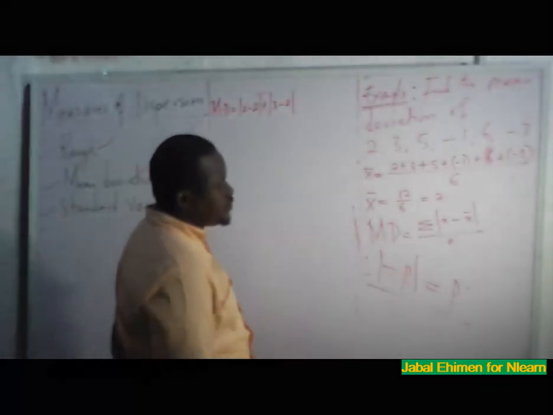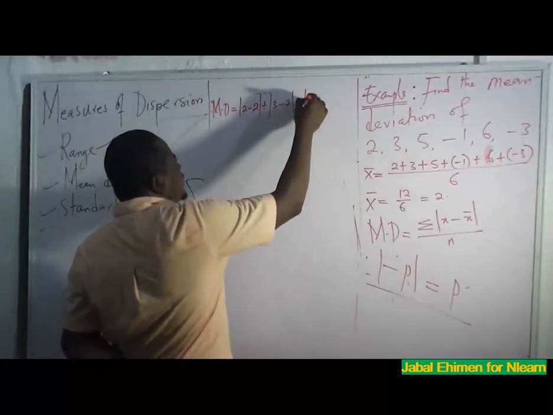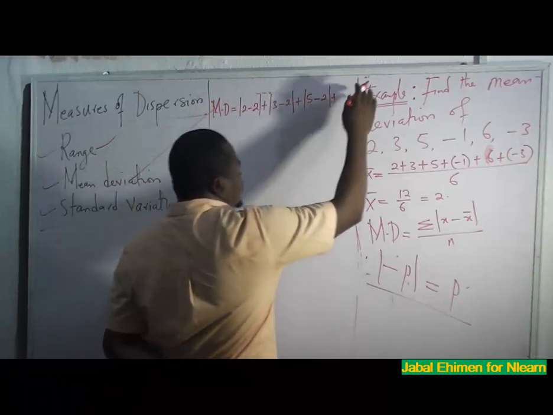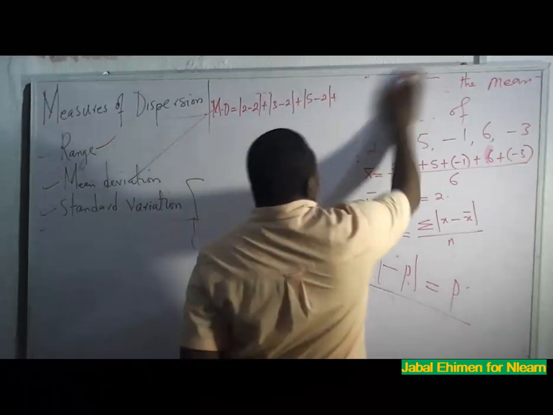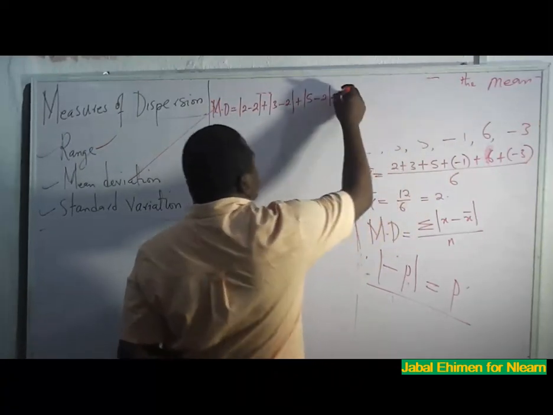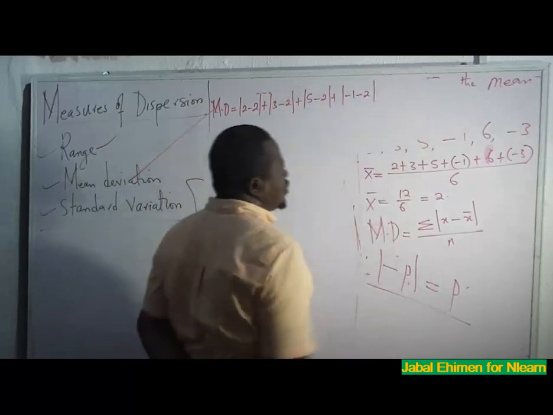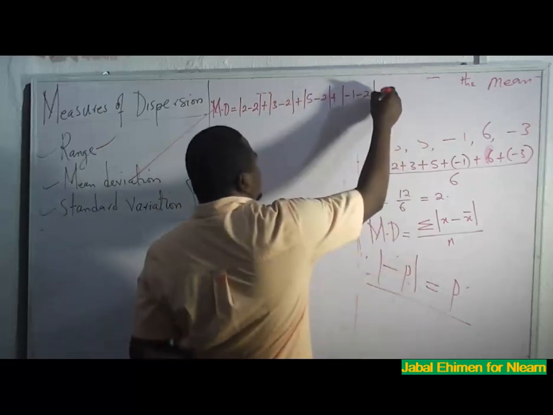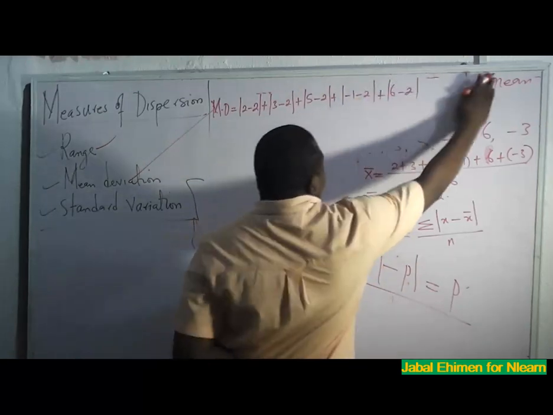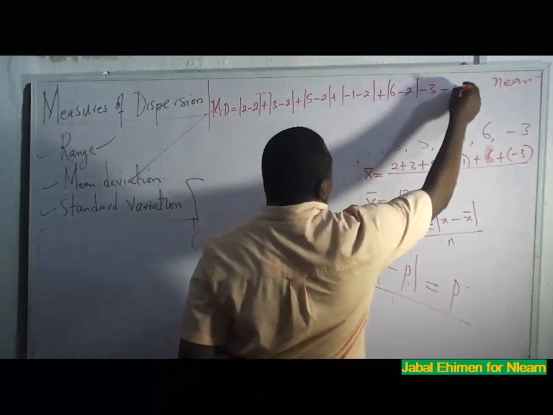And the next one will be 5. That will be 5 minus 2. I will have the next one to be minus 1. That will become minus 1 minus 2. I will have plus 6 minus 2. And the last but not the least, I will have minus 3 minus 2.